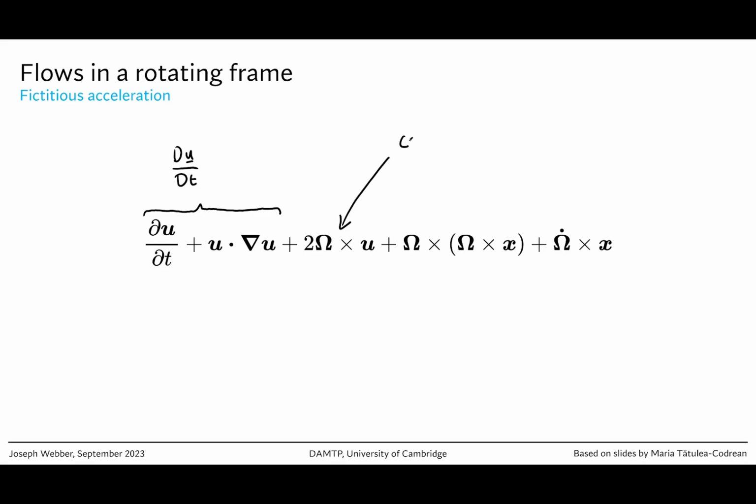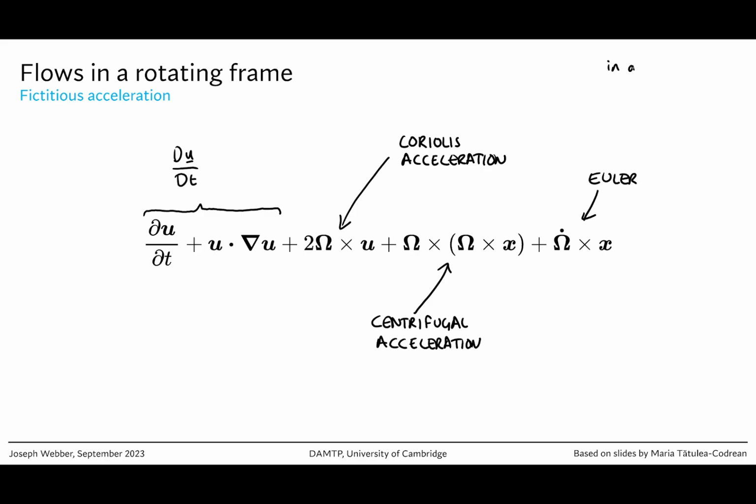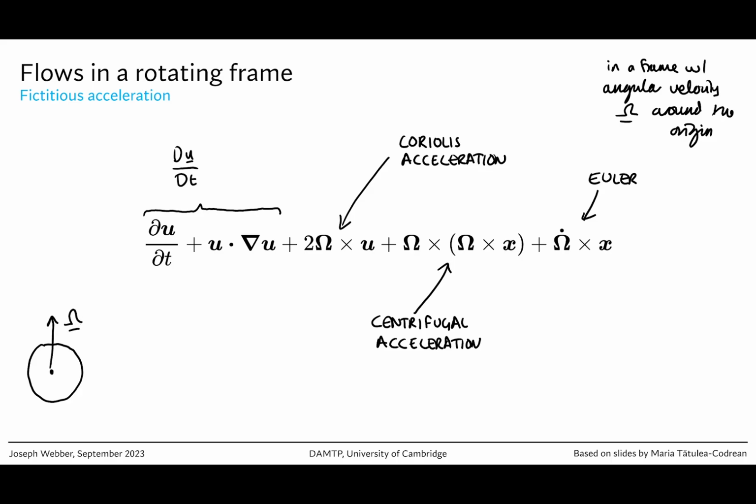This term here is the Coriolis acceleration. And then we have a contribution from centrifugal acceleration. And then finally, we have the so-called Euler term. And this is all in a frame with angular velocity omega around the origin. So for example on Earth, if I draw Earth here, here is our angular velocity vector, and here is our origin, and x is this vector that just measures the position we are on the Earth.